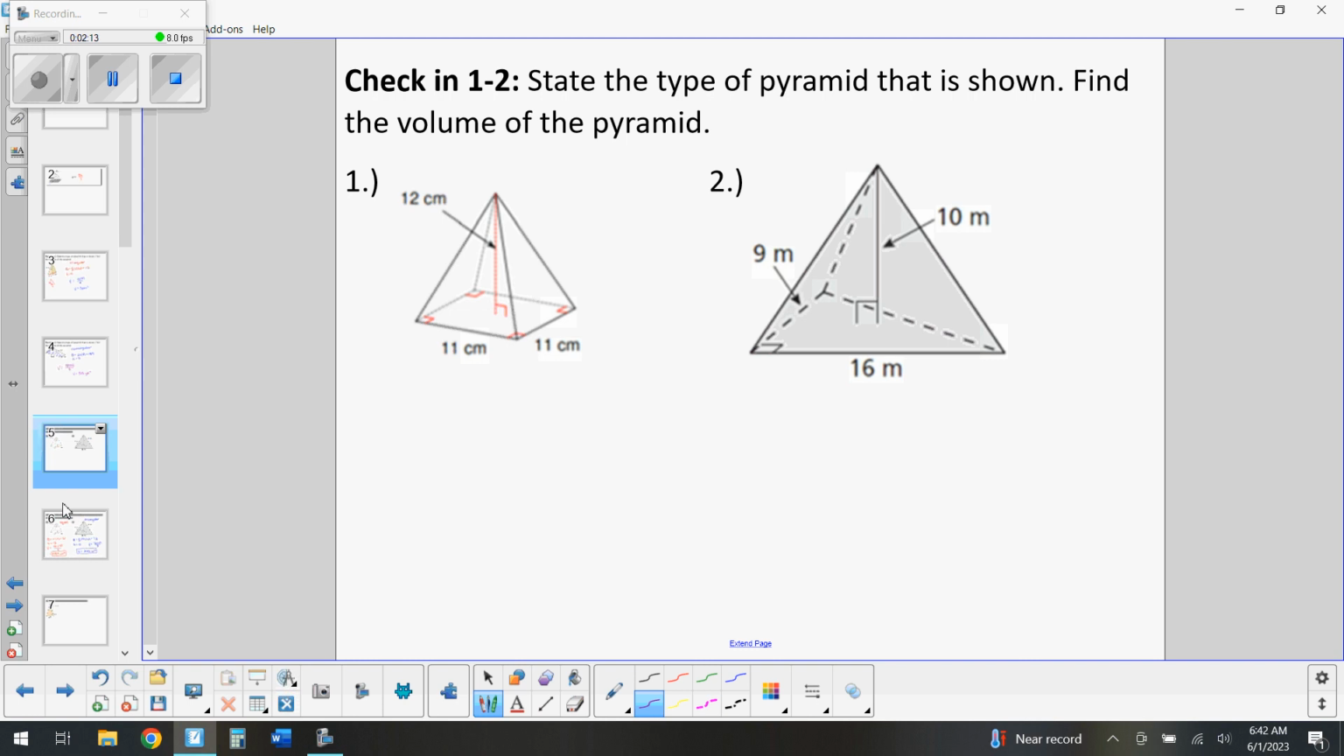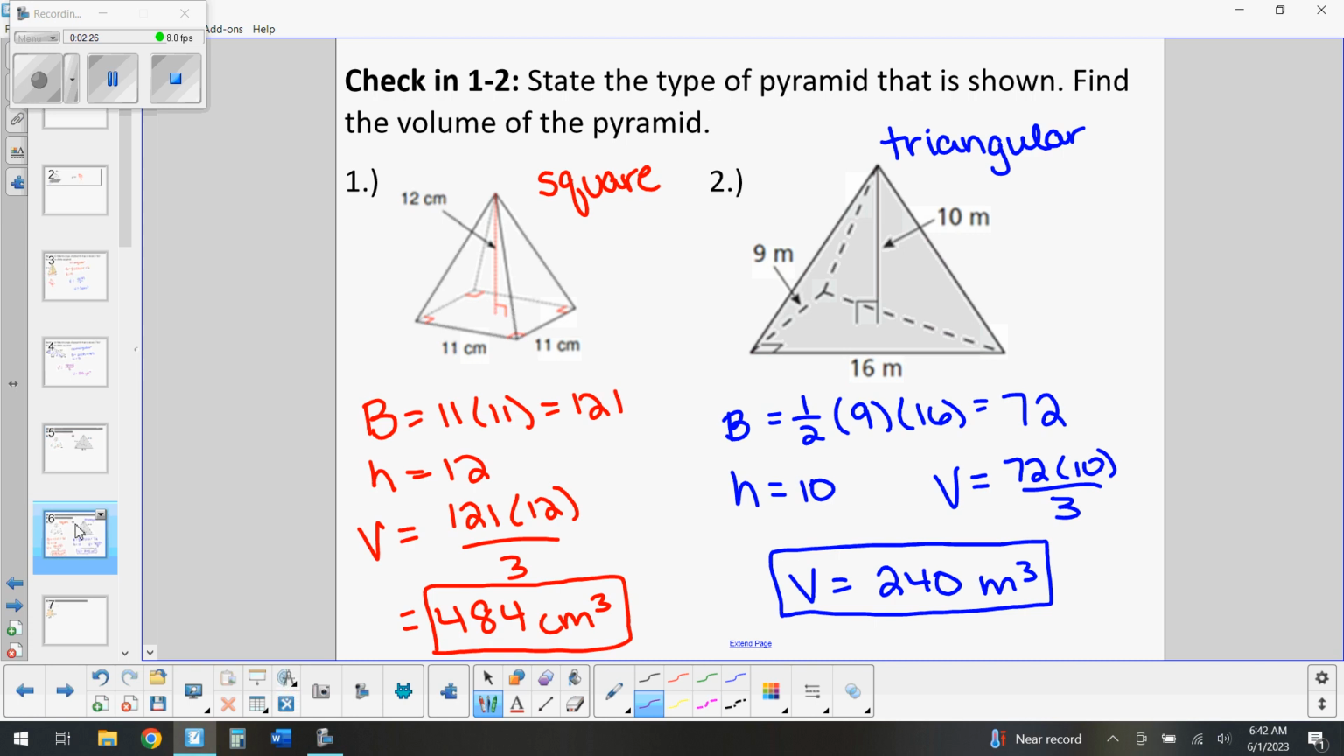So you go ahead and try the next two. Pause. When you're ready to see the answer, hit play. All right, number 1 was a square pyramid with a volume of 484 cubic centimeters, and the second one was a triangular pyramid with a volume of 240 cubic meters.